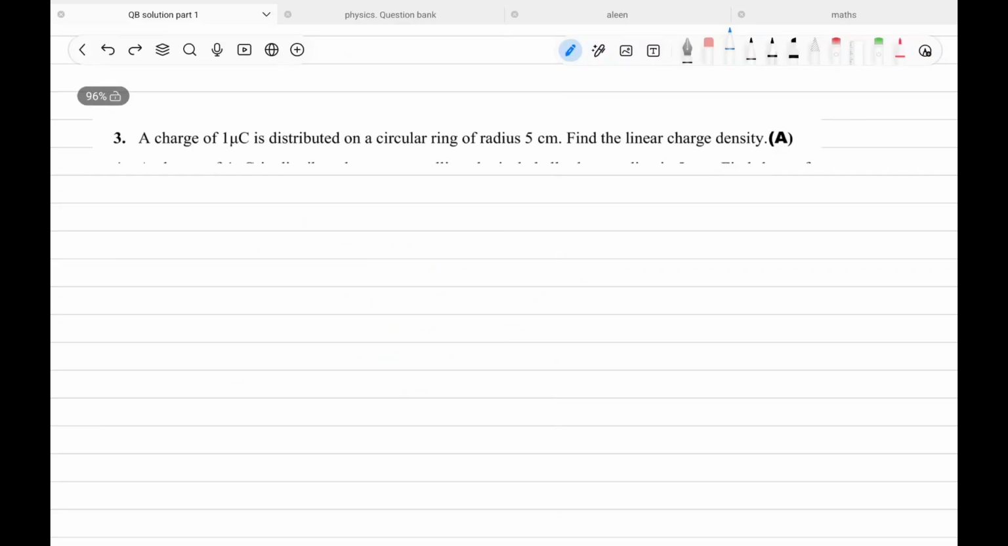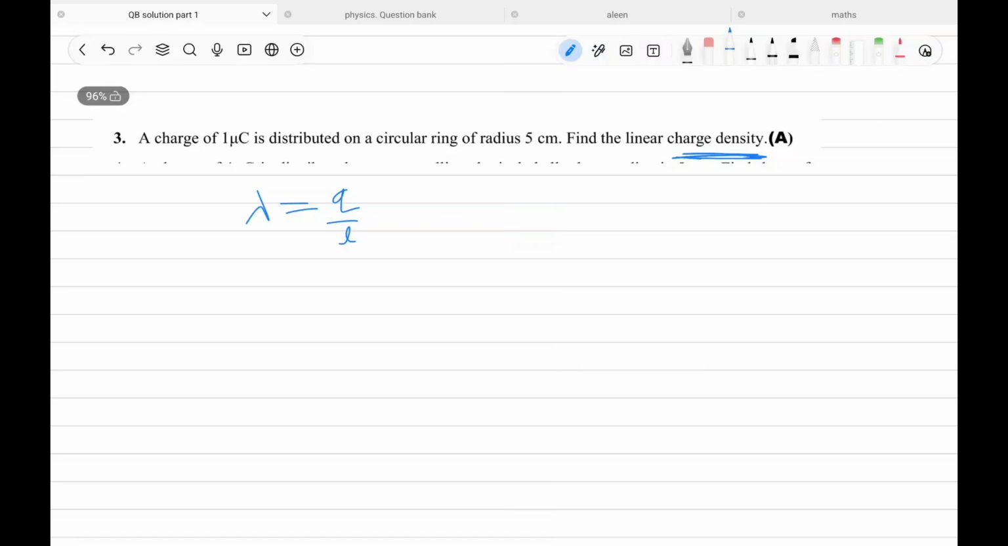In this question, it is asked: a charge of 1 microcoulomb is distributed on a circular ring of radius 5 centimeter. Find the linear charge density. Okay, the linear charge density. Linear charge density is expressed by lambda. Lambda is equal to Q divided by L.